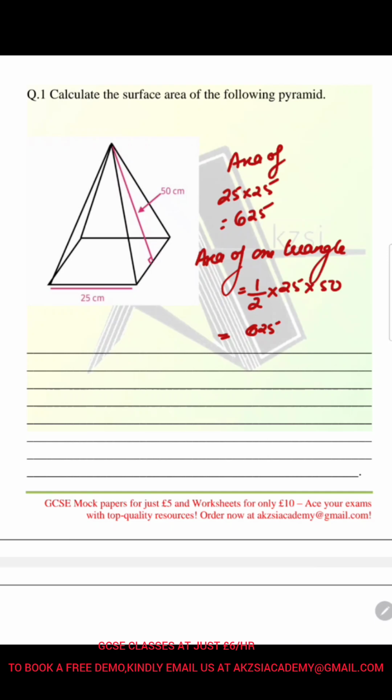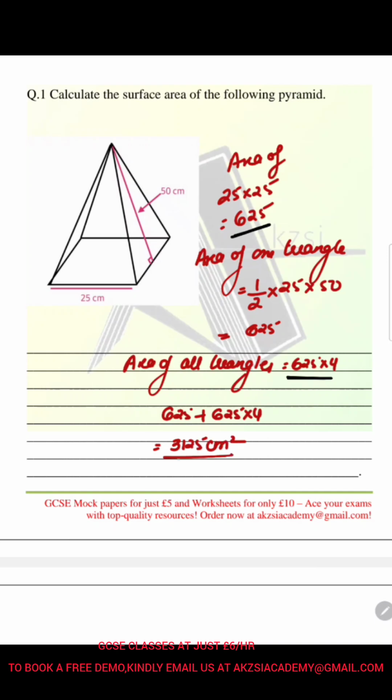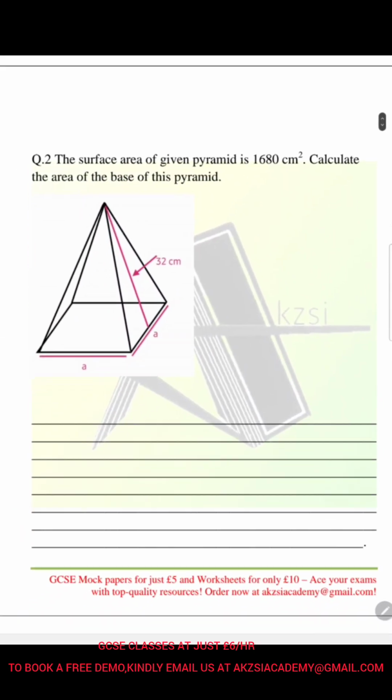Because there are 4 triangles, the area of all triangles is 625 times 4. So ultimately we have to add them up. Area of the square plus area of all the 4 triangles. When I'll add it up, it will be 625 plus 625 times 4, which is 3125 centimeter squared. So that's your total surface area of this pyramid. Moving on to the next question.